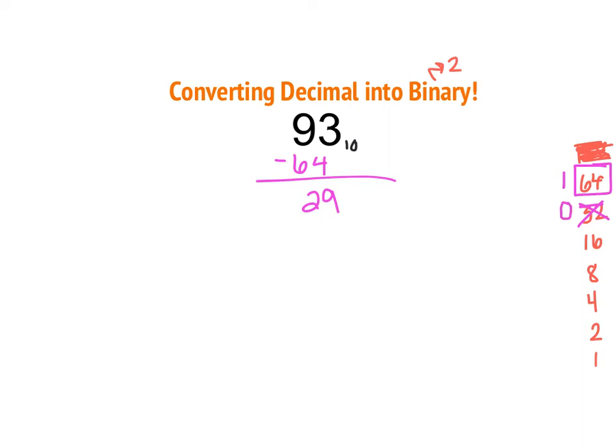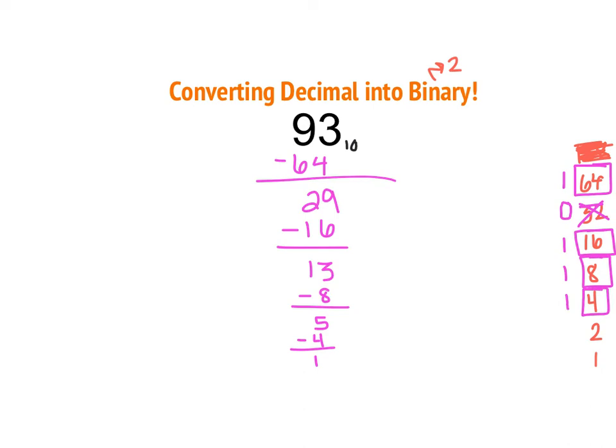I then look and see that 16 is less than 29. So I'm going to subtract 16 from 29, and that leaves me with 13. So I do need 16. I then also need 8 because that is smaller than 13. So I subtract 8 here. That leaves me with 5. I can also see that I need 4. And that leaves me with 1. Because 1 is smaller than 2, I will not need the 2, so that one becomes a 0. And then I do need the 1, which then becomes 0 at the end.